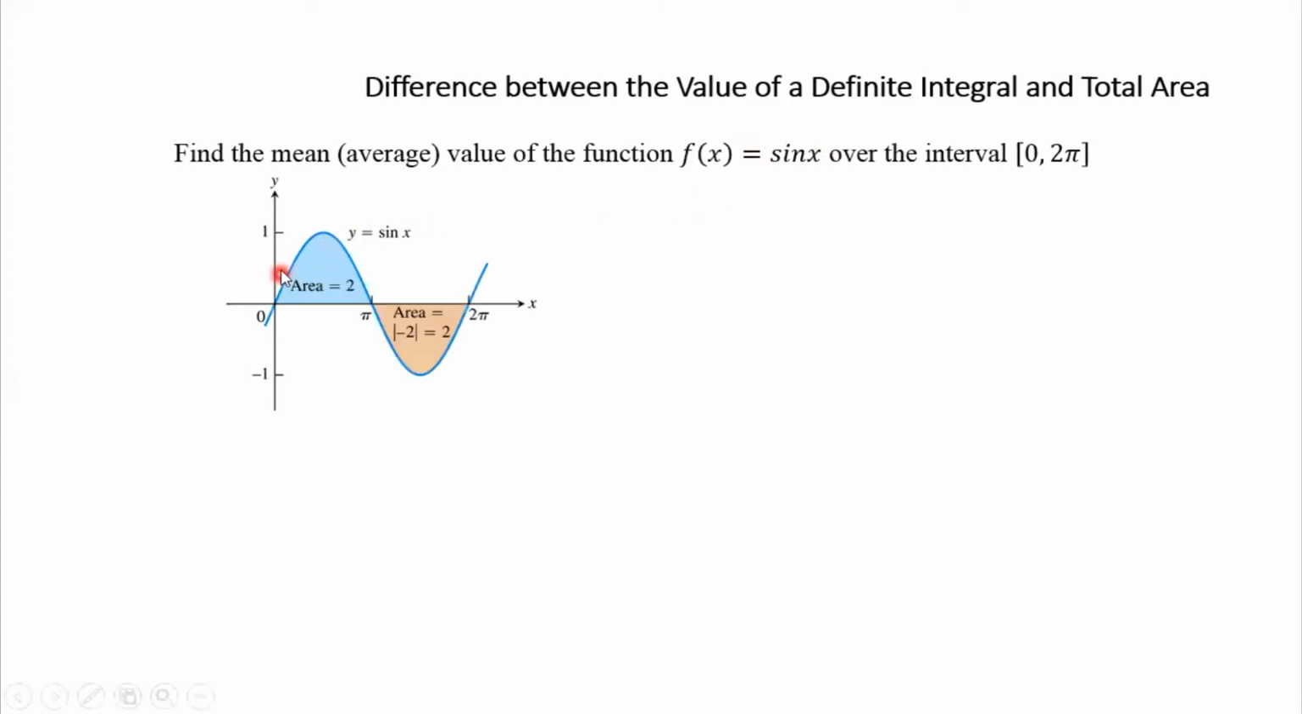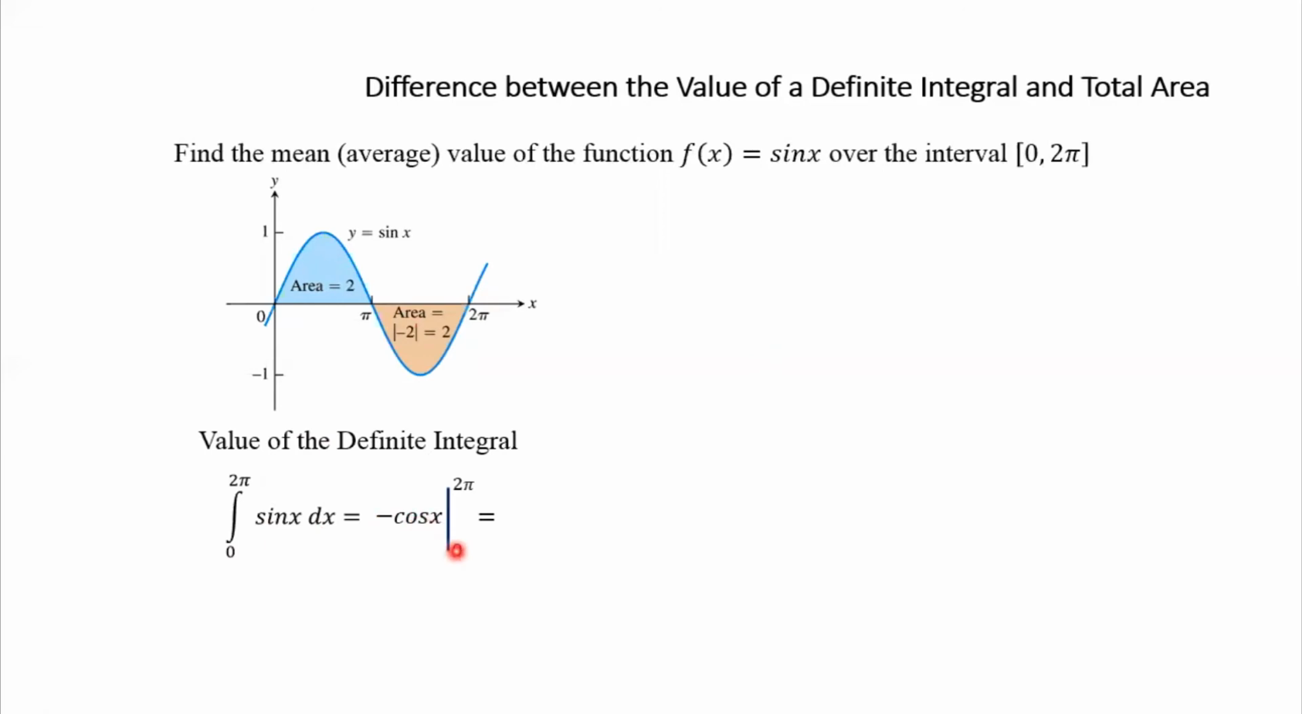By just looking at the graph of sine x, this is the graph of sine x from the interval 0 to 2 pi. As you can see, there is an area of this region and also the area of this region. To find the mean or the average value, we can simply use the integral, or find the integral of sine x dx evaluated from 0 to 2 pi. So what is the antiderivative of sine x? We have negative cosine x.